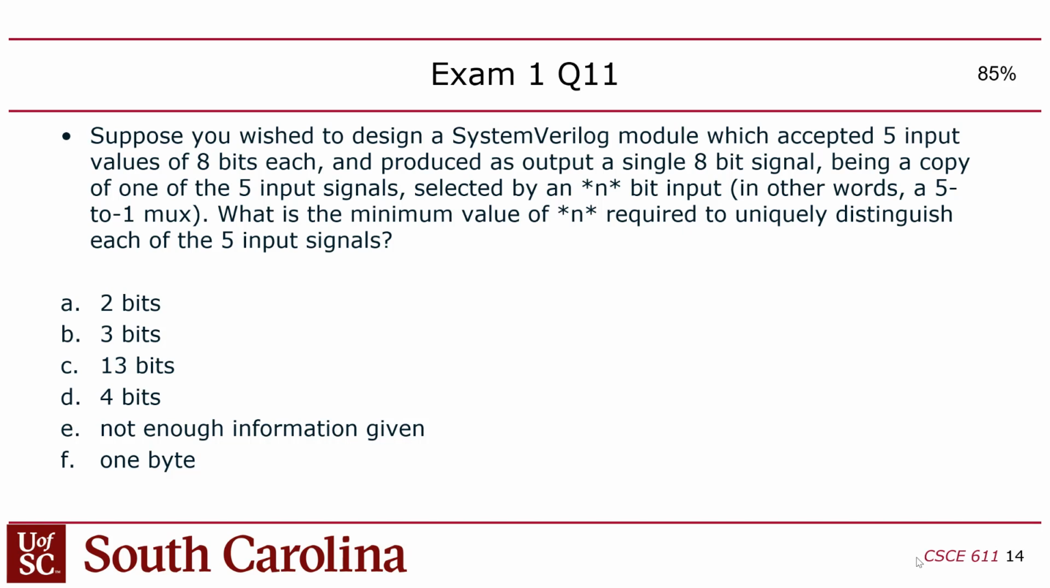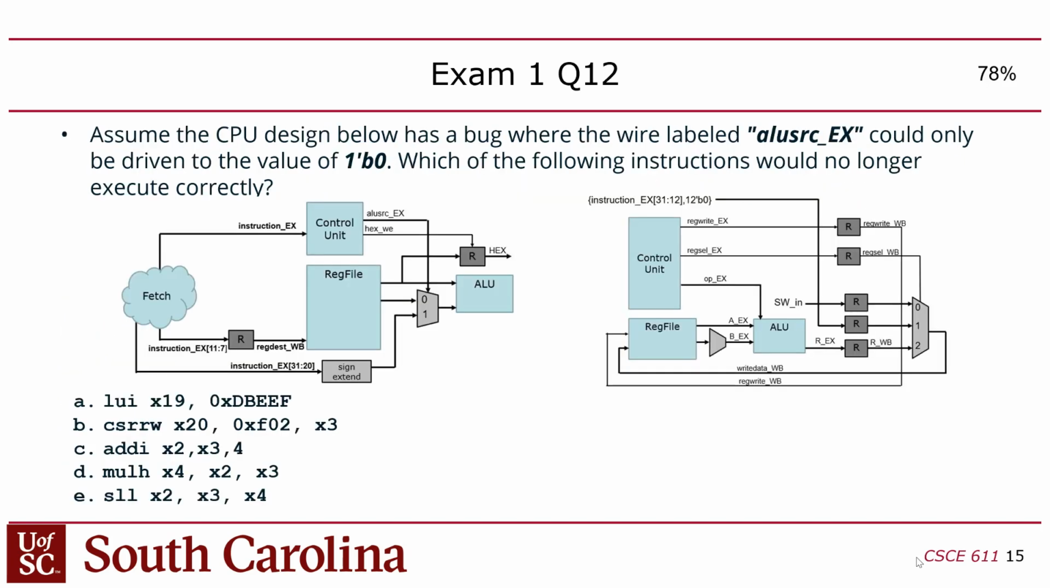And so the question is, what is the minimum value of n? In other words, how big does the select input need to be in order to select 5 input values? What would be the log base 2 of 5 rounded up, which would be 3. Yeah, because 3 would give you up to 8 inputs. If you had a 2-bit select, you'd only be able to support 4 inputs, but there's 5 here.